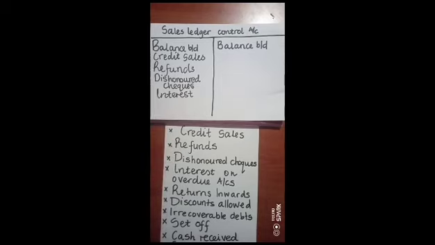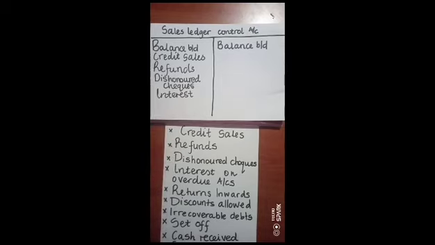We also have returns inwards, debit or credit? Yes, it's credit. Why? Because if a customer returns goods, then the balance reduces. We also have discounts allowed, debit or credit, right? It's also credit. Why? Because it is going to reduce the amount that the customer has to pay, because it is a deduction from the invoice price.